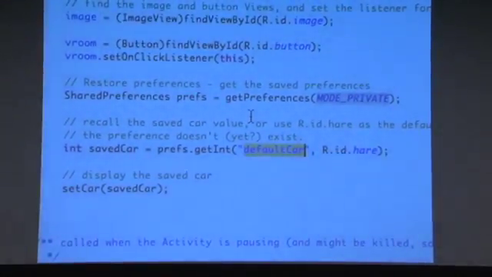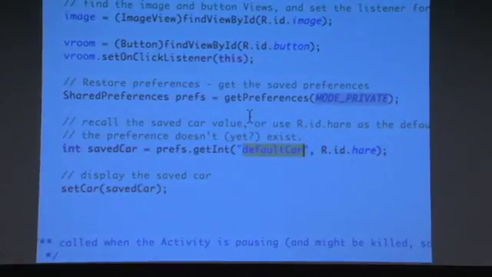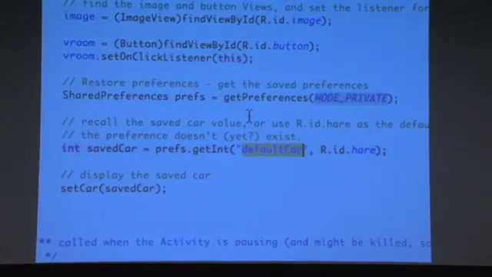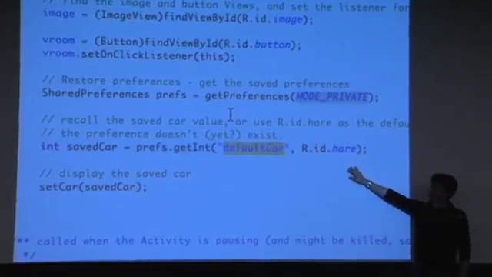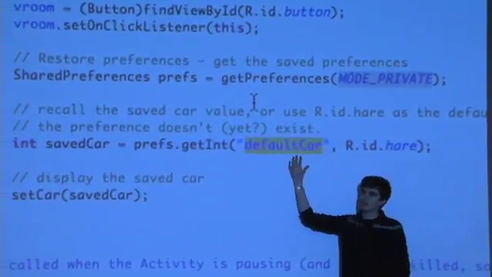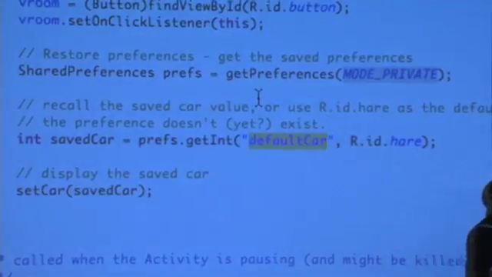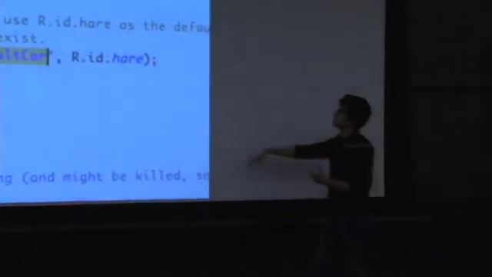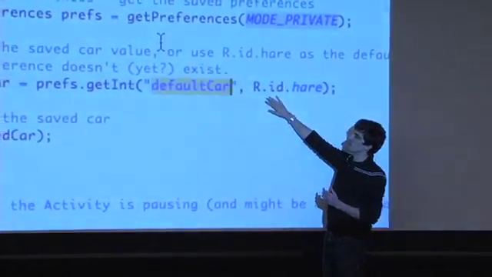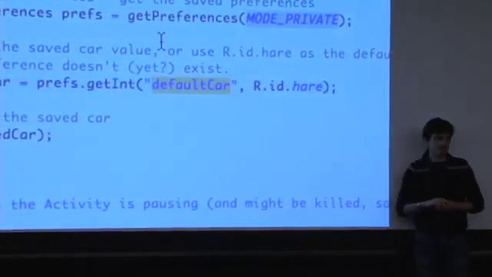We are then retrieving this data from the same key. But notice that there is a second parameter in this same getInt method, R.id.hair. This is the default value that will be associated if there is no value associated with this key. In the case that, say, this is the first time this application has been opened and no preferences had been set, we're usually going to want to have some default value. This second parameter allows us to specify that default value.